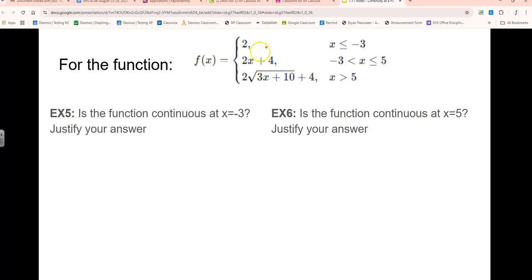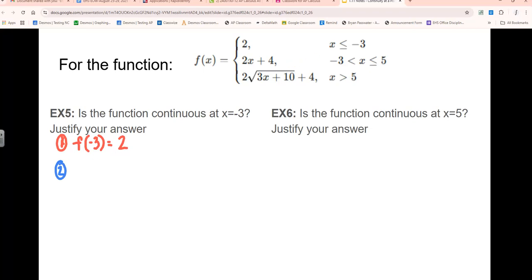So for this, if we go through at -3, I would be using the top function and the bottom function. The first thing that I want to do is f of -3. And this is where I care about the or equal to sign. I use the top line. What do I get for f of -3? Just 2, because there's nowhere to plug it in, so I just get 2. That shows that this exists. That's our first step.